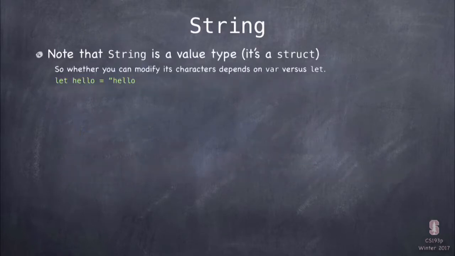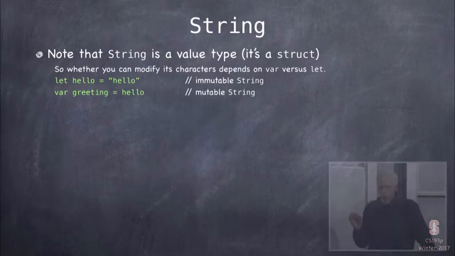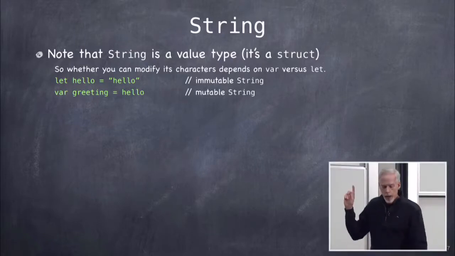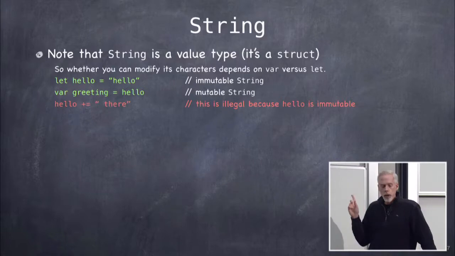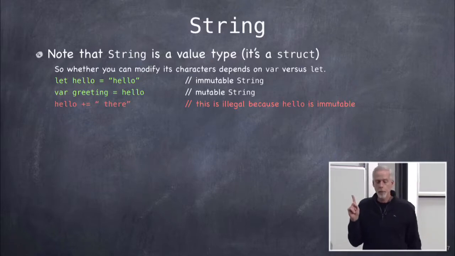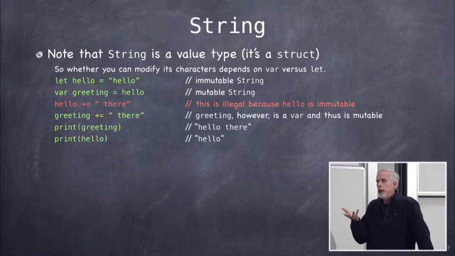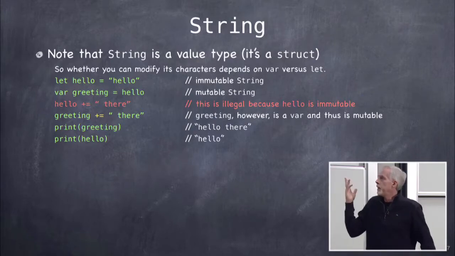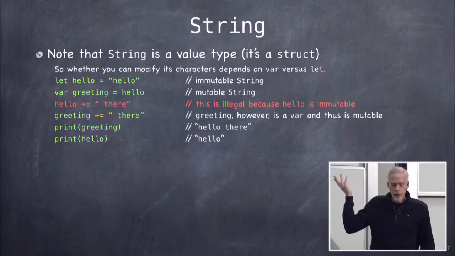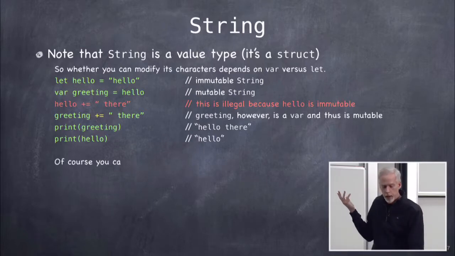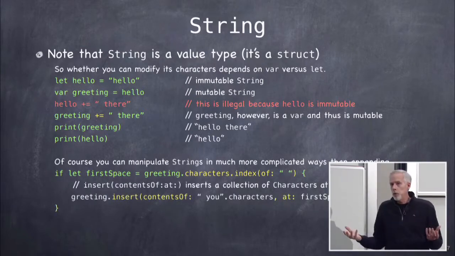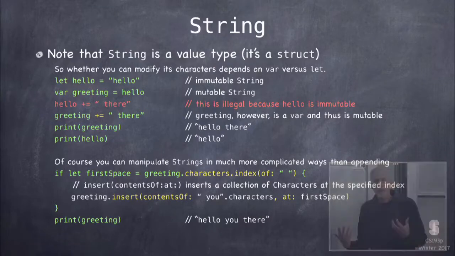Now, string is a value type. So when you do let versus var, if you do let, you cannot do things like append onto the string because it's immutable. Most strings in Swift are immutable. That makes it super high performance. But if you have a var, you can do greeting plus equals there, and so I can have hello there. Doesn't have any effect on hello, the let one, because that's immutable, right? Okay, so I can do that. And I can use the characters to manipulate strings in really powerful ways.